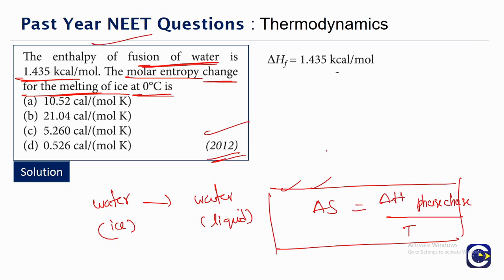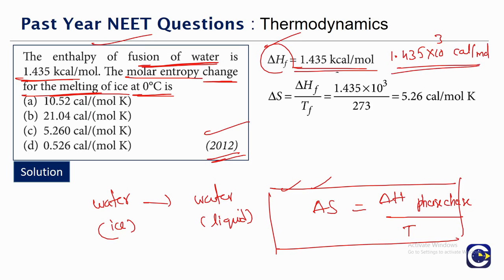So here delta H for the fusion is 1.435 kilocalories per mole. In the options they are giving everything in terms of calories, so we have to multiply this by 1000 or 10 power 3. So in terms of calories it is 1.435 into 10 power 3 calories per mole. What is the delta S value? This is the fusion process, so enthalpy of fusion divided by the melting temperature. The temperature should be on the Kelvin scale. 0 degrees Celsius, what is the value on the Kelvin scale? We add 273.